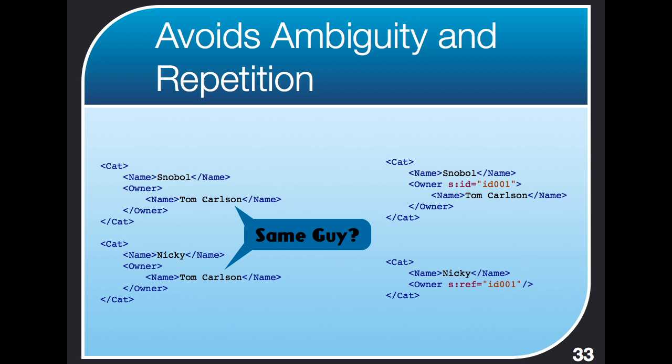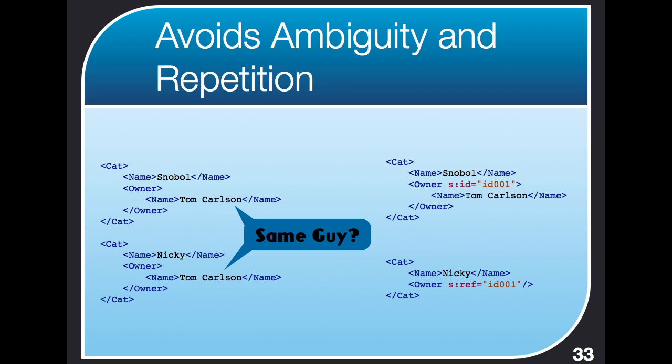A secondary problem is one of repetition. Here we've repeated the name Tom Carlson twice. Now that doesn't seem like a big deal. So what? We have the name Tom Carlson there twice. Who cares? Well, what if it's more than just a name? And what if it's a whole bunch of information about that owner? What if it's an image of that owner? What if it's a whole set of files of some sort attached to that owner? We're replicating all that information twice. At some point, that becomes a problem.